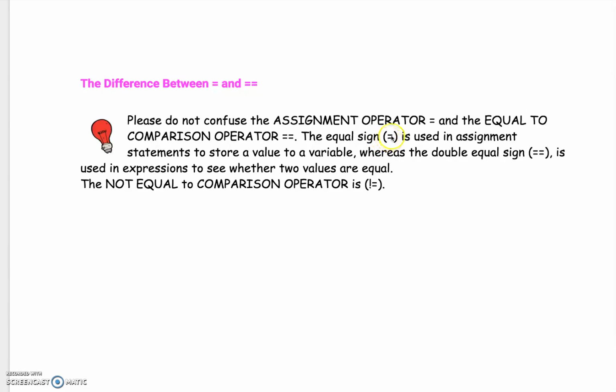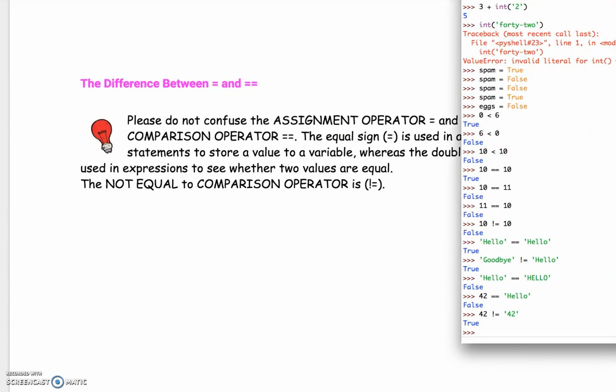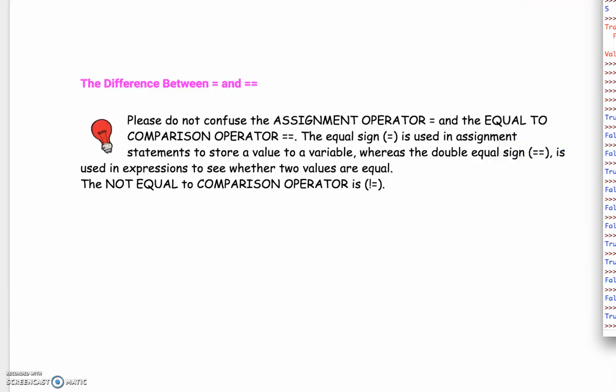The equal sign, which is represented by the 1 equal sign, is used in assignment statements where we want to store a value to a variable. So let's have a look at an example. So if I bring across my interactive shell, we can say up here that we're saying spam is true. So we're assigning a value to the spam, which is true. And that's how we would use the assignment operator.